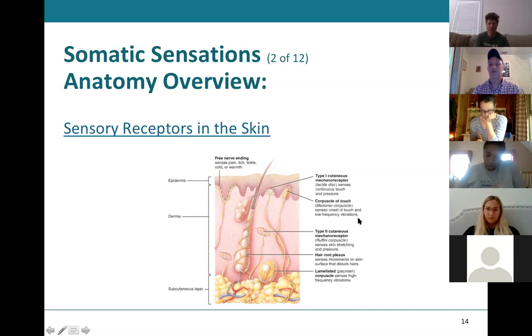Meissner corpuscles detect the onset of touch, whatever that actually means, right? Just take your finger and you're just gently touching. Think about the last time somebody caressed your skin, right? Think that's a type 1? No, that's a corpuscle of touch, right?